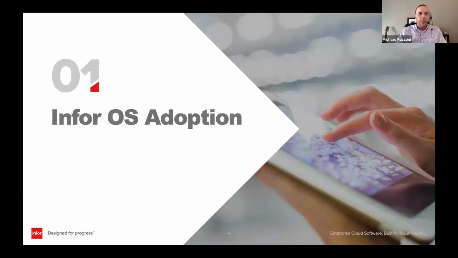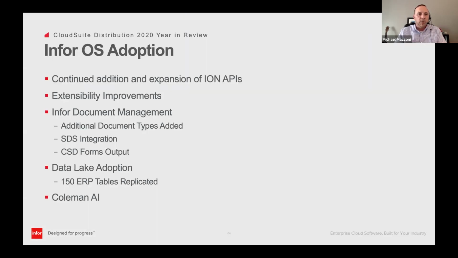So starting with this first section, again, we're going to talk about the Infor operating services and how we've leveraged that from a distribution perspective to, again, improve and enable our customers' experience. And so we continue to add more and more ION APIs, and this really facilitates a lot of different tool sets, whether it's the workflow engines that we're using to drive approval processes or drive controlled business processes across the organization, or whether it's taking advantage of integrations to external Infor or third-party solutions. Those APIs really become critical.